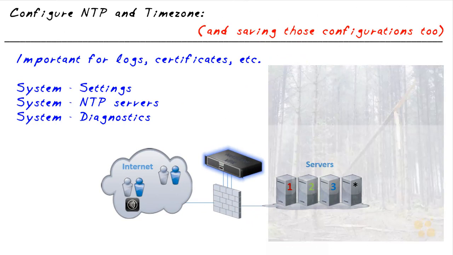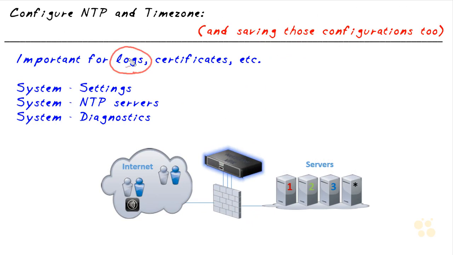scalar, we want to have accurate time for lots of reasons. For example, having logs that have accurate date and timestamps so we can correlate those to other events that are happening in the network and with our servers.